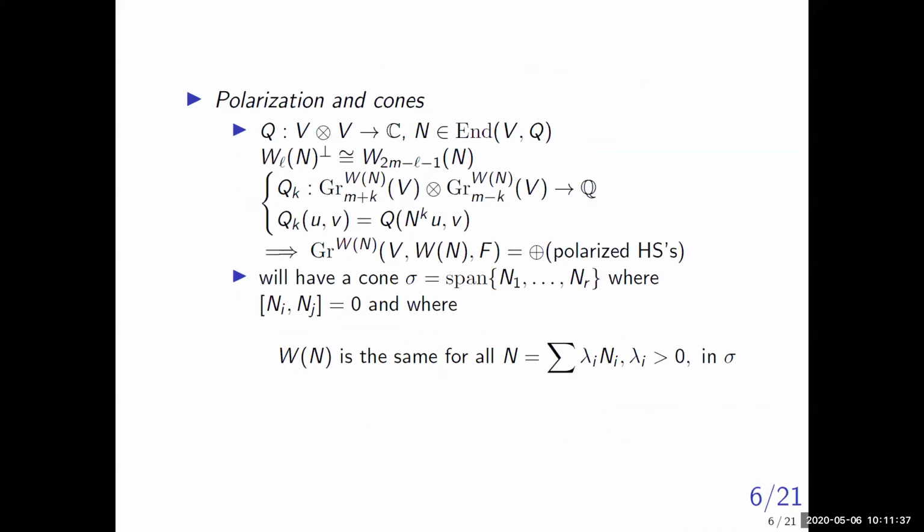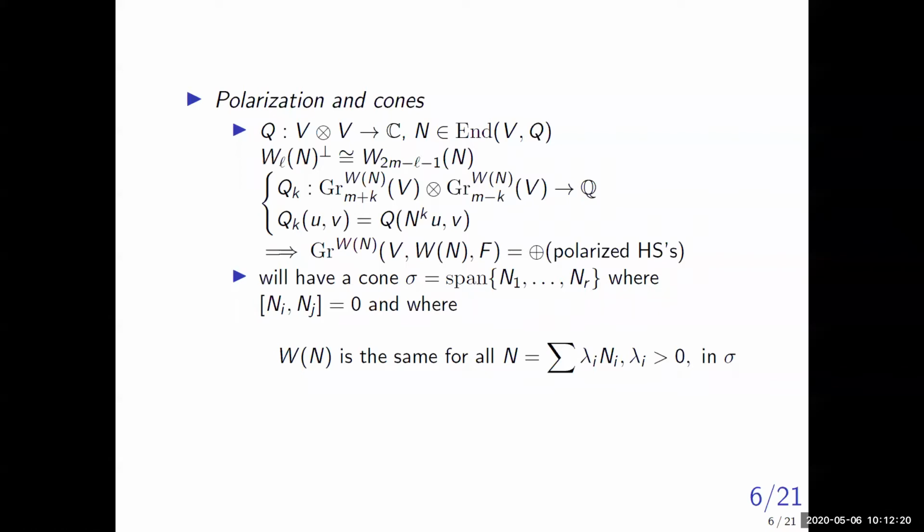In Hodge theory, the Hodge structures that one uses essentially always have polarizations. Polarizations will be given by a bilinear form defined over Q. That should be V tensor V mapping to Q, not C. And the endomorphism N preserves it. And that means that the weight filtration of N has a self-duality. The annihilator of weight L is the weight 2m minus L minus 1.